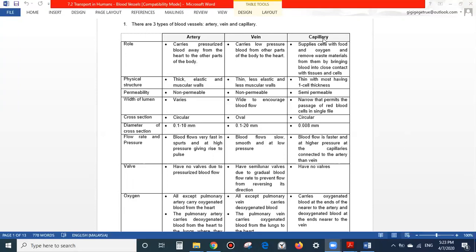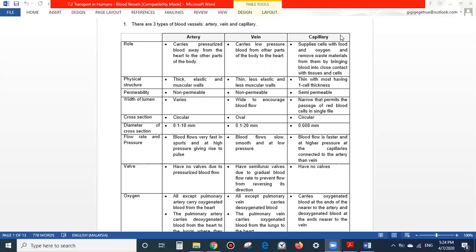Capillaries definition is basically supply cells with food and oxygen, remove waste material. Okay, this is quite good. But I have a better definition for capillaries. Capillaries allow gaseous exchange, nutrient and waste exchange between the blood and body tissue. Okay? You guys get it?